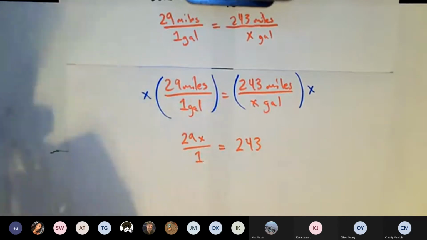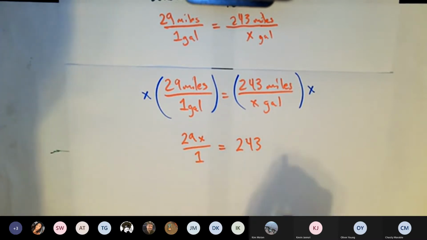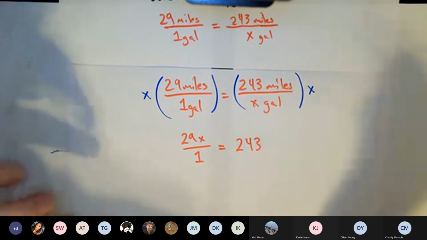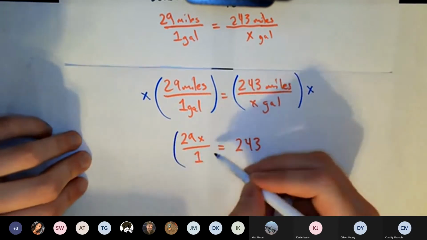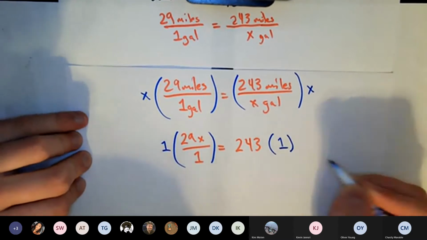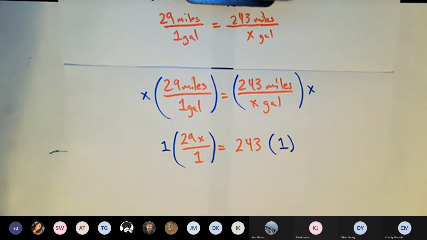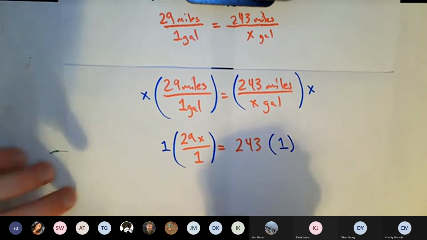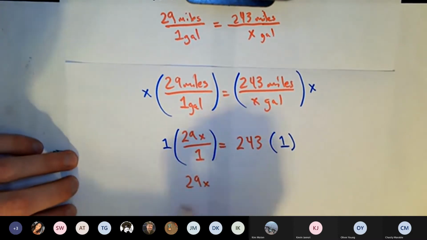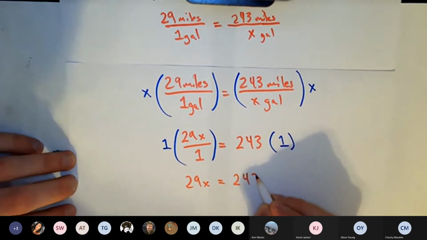Now here, since my denominator is just a 1, you could just ignore it, right? You can just rewrite this as 29X equals 243. But just in case you ever have to solve a proportion where it's not a 1, I'm going to show you what you would do at this point. You're going to multiply by that denominator on both sides, okay? Now, of course, it's just a 1, so nothing really happens, right? It cancels on this side, and over here, 243 times 1 is just 243.